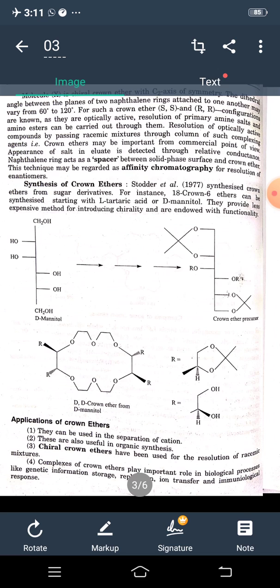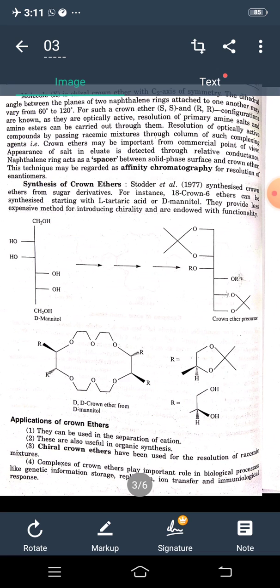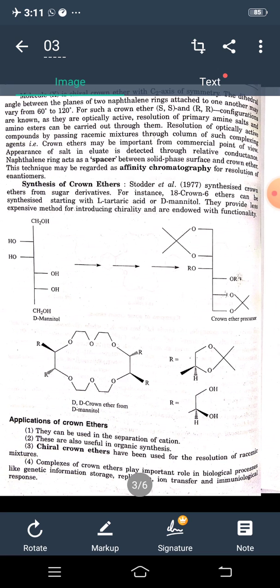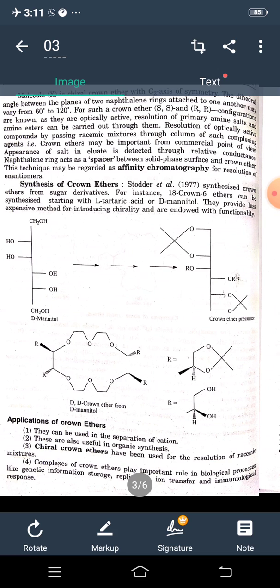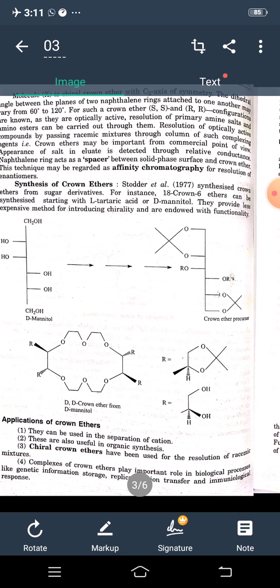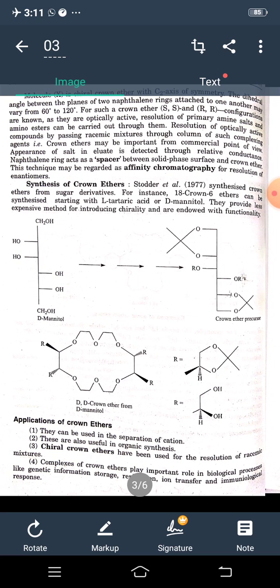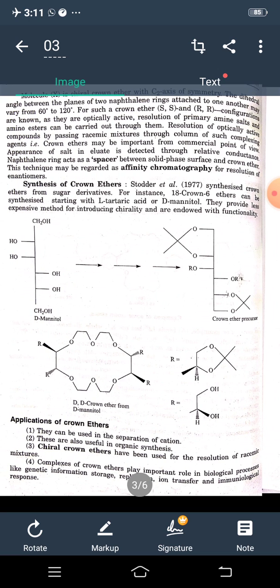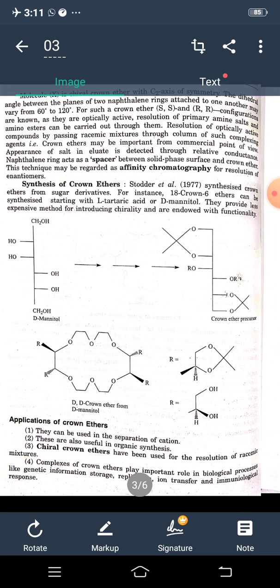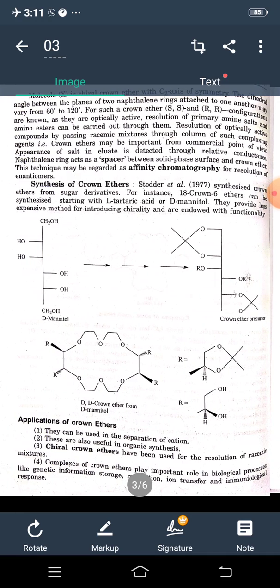Resolution of optically active compounds by passing racemic mixture through a column of such complexing agents. That is, crown ethers may be important from a commercial point of view. Appearance of salt in eluate is detected through relative conductance. Naphthalene ring acts as a spacer between solid phase surface and crown ether. This technique may be regarded as affinity chromatography for resolution of enantiomers.